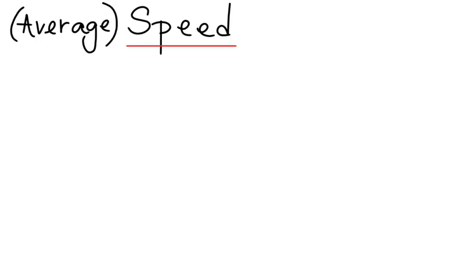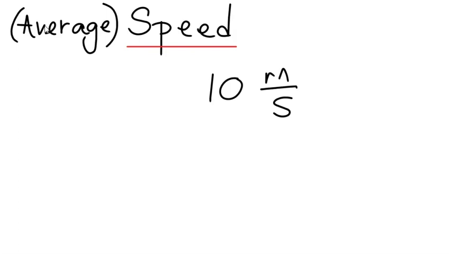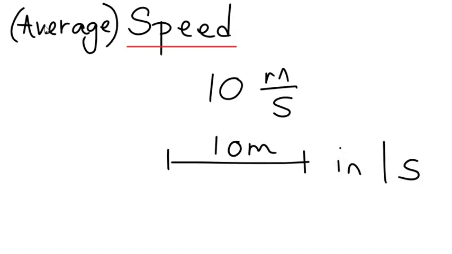For example, how many meters is covered in 1 second. So if an object has a speed of, let's say, 10 meters per second, that means the object, as it moves, covers a distance of 10 meters in 1 second. That's what it means. Now we shall refer to average speed for the time being.